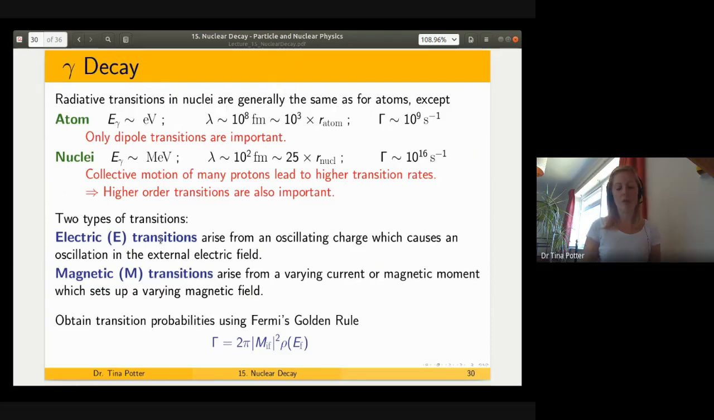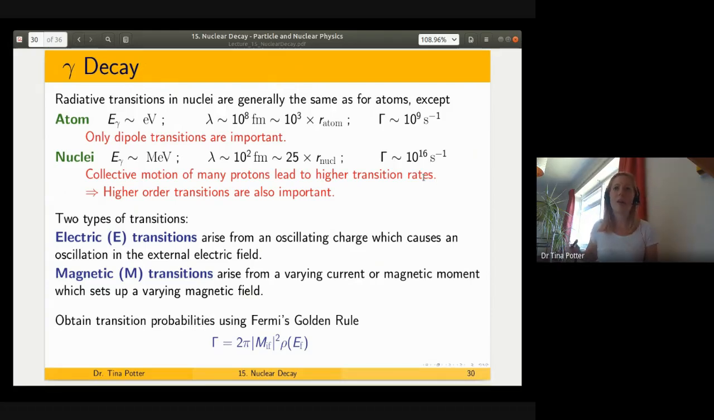Now, the energy of these photons is much, much higher than those of the atomic transitions. These are happening over much, much smaller distances. So you can think about these photons as probing over much, much shorter distances, being smaller wavelengths, and thus higher energy. And this is happening on much smaller distances, at much smaller timescales. So these transitions happen at much higher rates than the atomic transitions that you're used to. Now, when you had a look at the atomic transitions, you saw that only the dipole transitions were important, and you didn't really go any further than that.